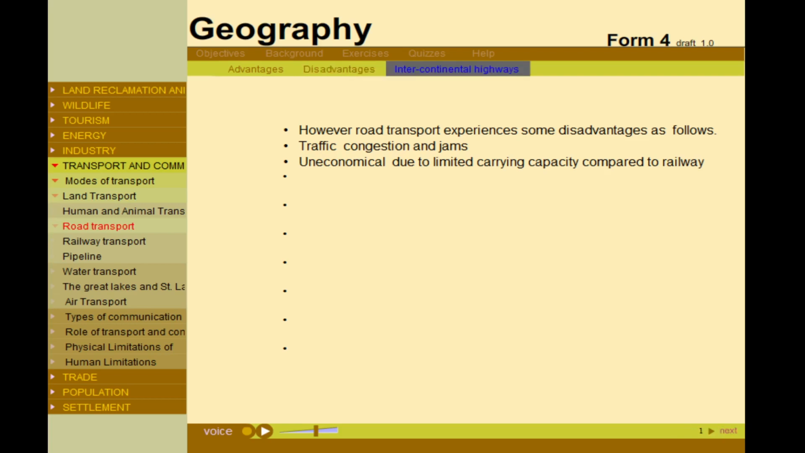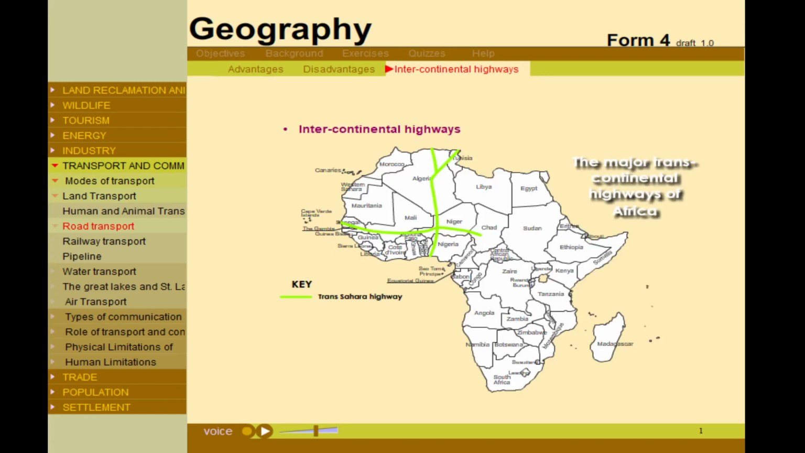In conclusion, we look at the major intercontinental highways of Africa, which shows the importance of roads connecting African countries.